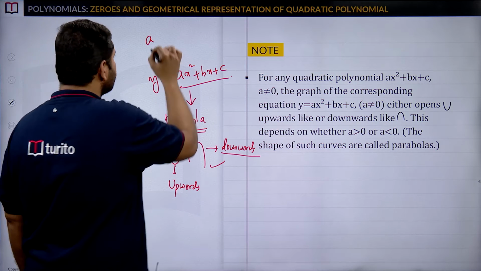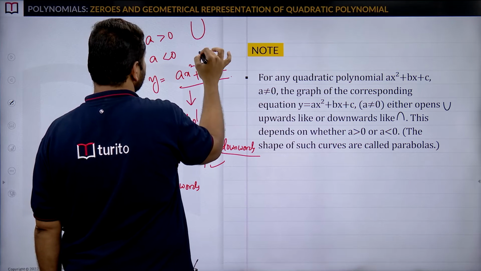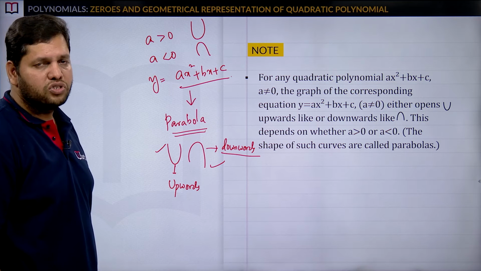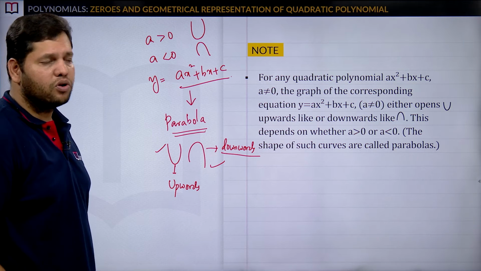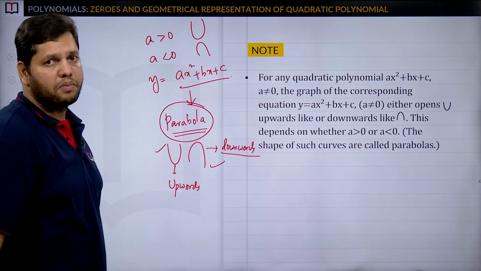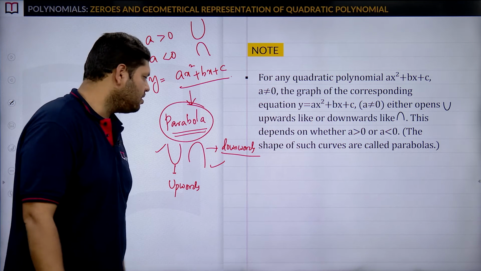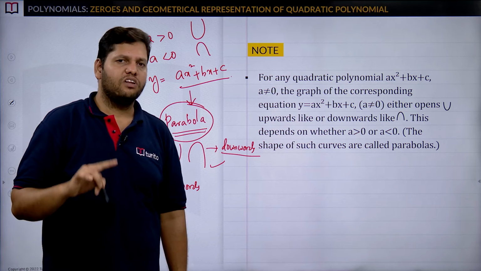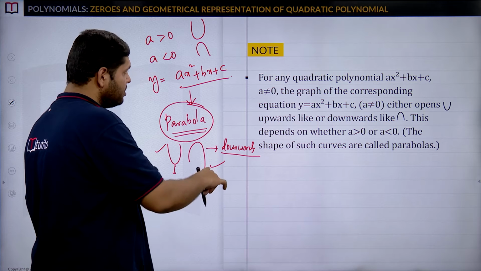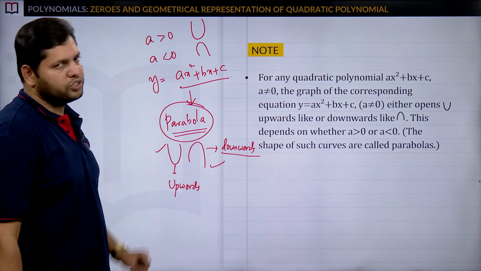If a is greater than 0, children, you will get the shape upward. If a is less than 0, children, you will get the shape in what direction? A downward direction. And children, remember the shape is a parabola shape. Remember this, the shape name of this quadratic polynomial. And the shape can be of 2 forms: one upward direction, one more a downward direction. That will be decided by the x square coefficient, children.